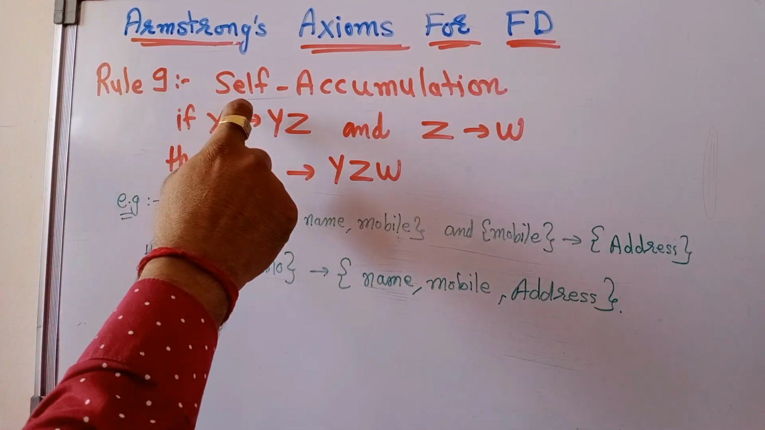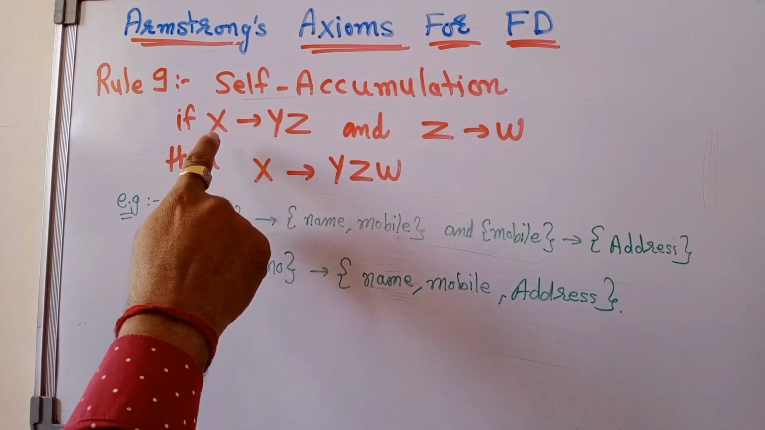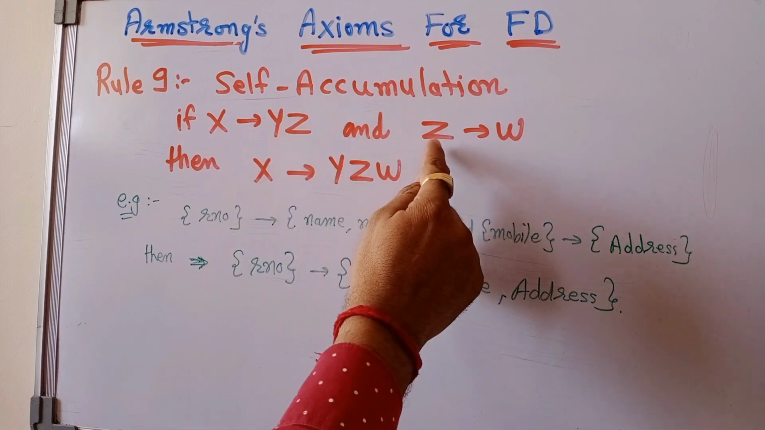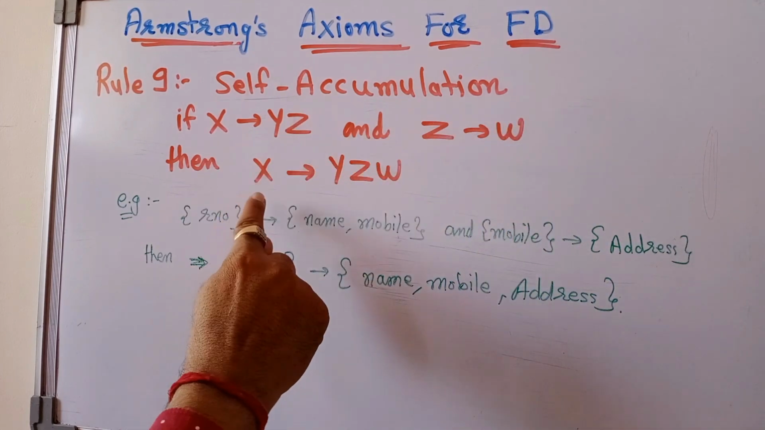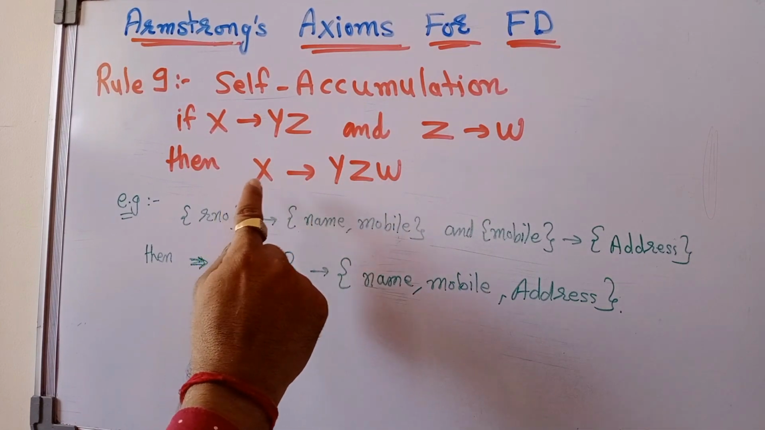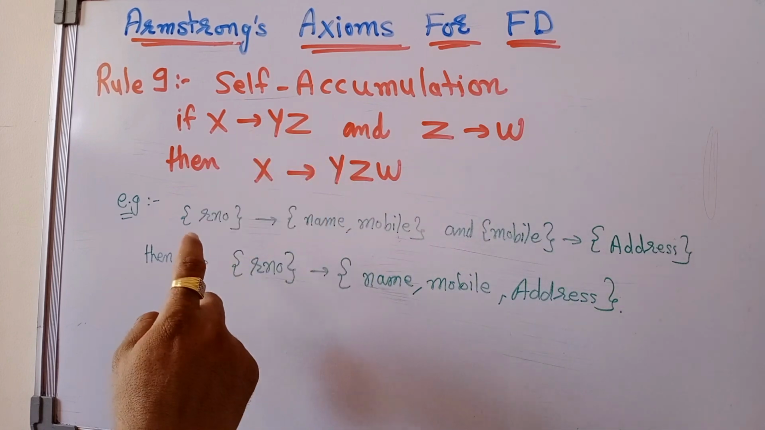Rule number 9, self-accumulation. What does it say? If we have dependency x to yz and there is one more dependency z to w, then we can say that x determines yzw, x to yzw. Let's understand this with the example.